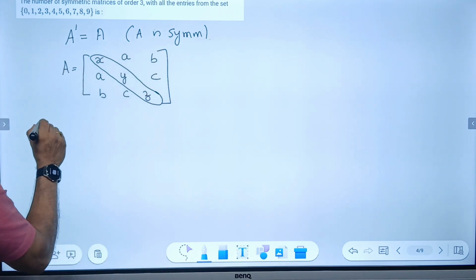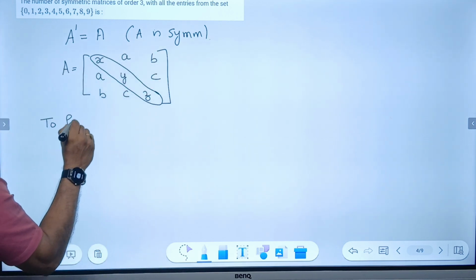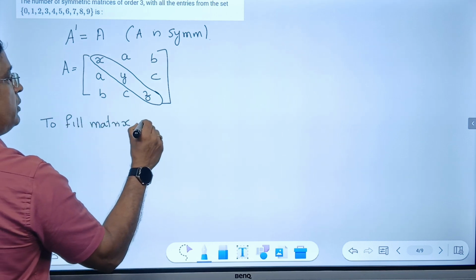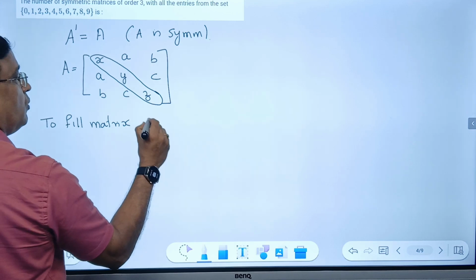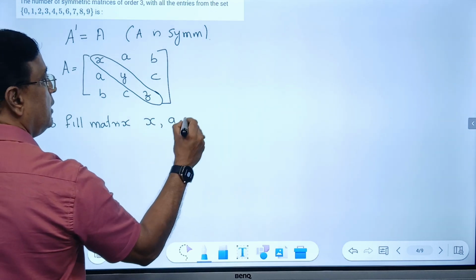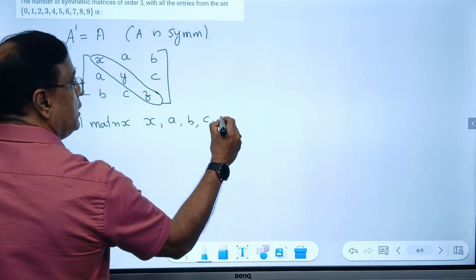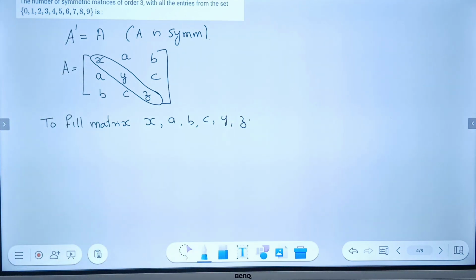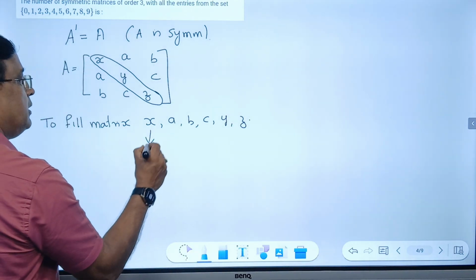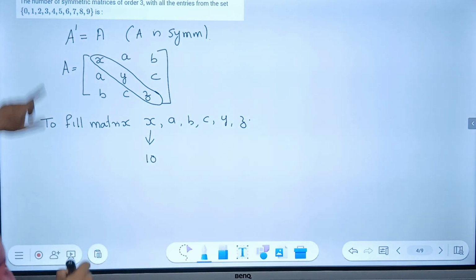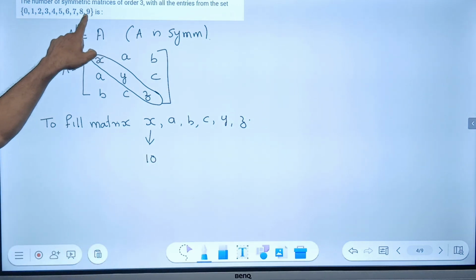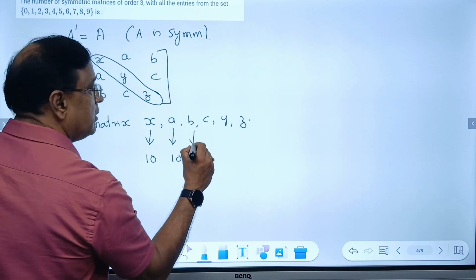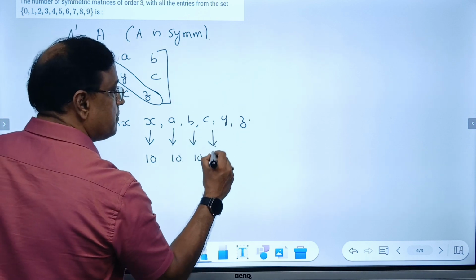Correct? So how many elements are there? If you want to fill matrix A, you need 6 elements, right? They are X, A, B, C, Y, and Z. You need 6 elements to fill it. Each element can be filled in 10 ways, right? 0 to 9 is 10 elements. Each element can be filled in 10 ways.